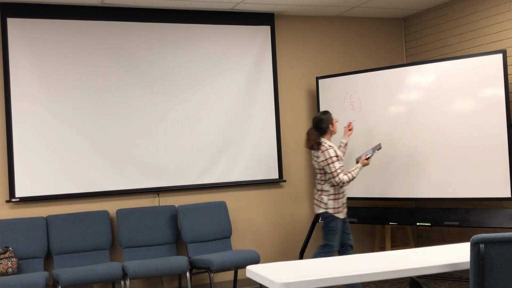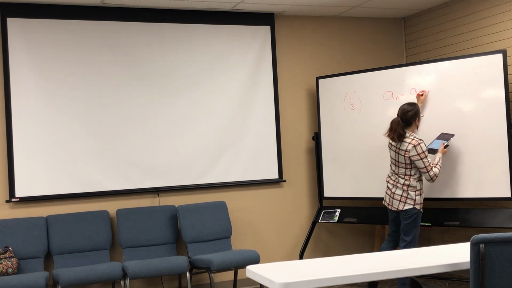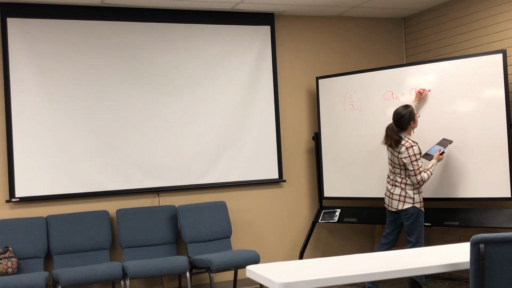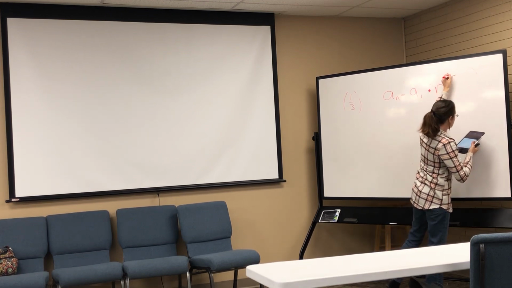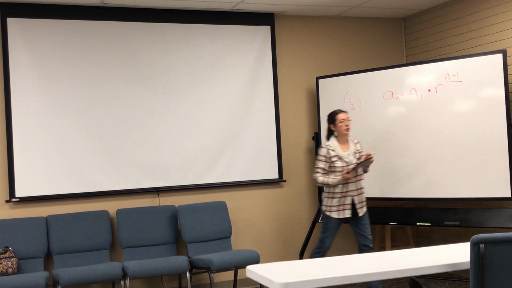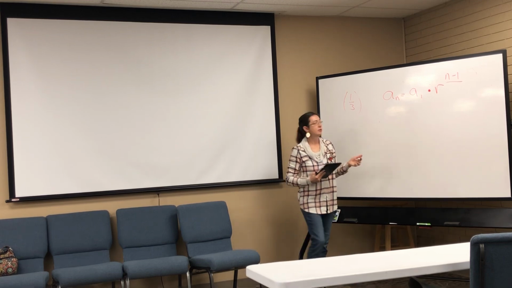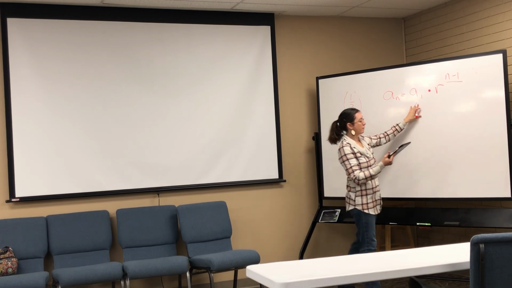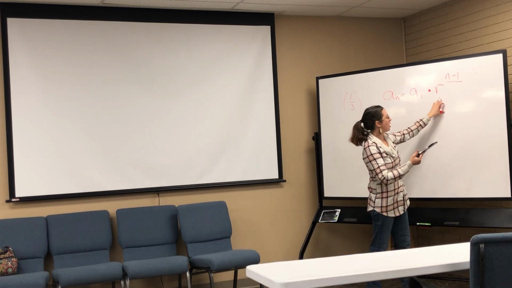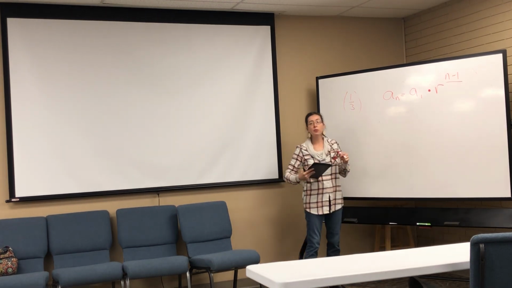Okay, so our generic form is a sub n equals our first term times our common ratio raised to the number of jumps that we have. So to find any term, we've got our first term, our common ratio, and how many jumps. Okay. Now, what do we notice?